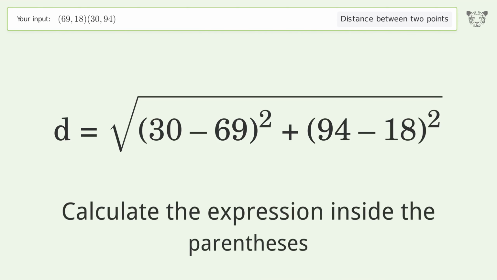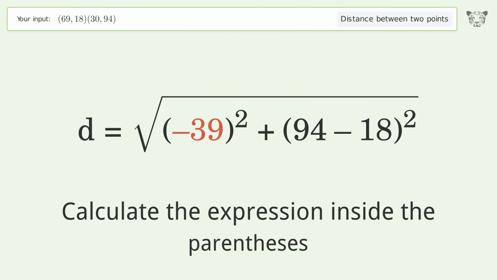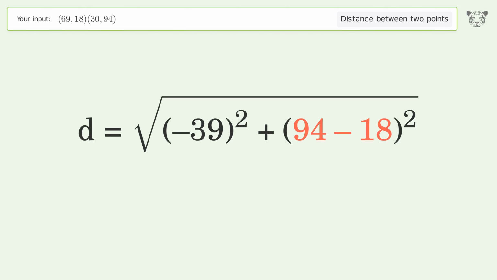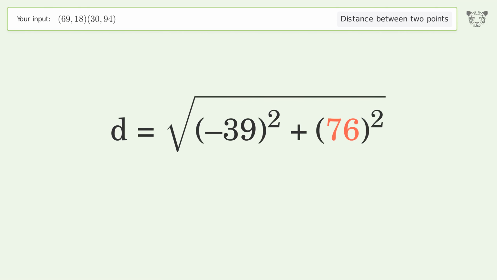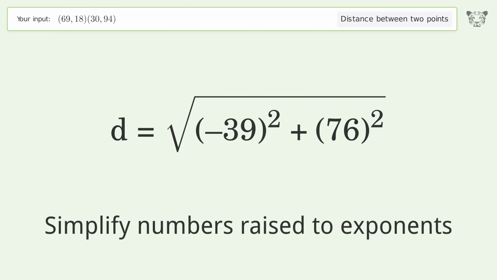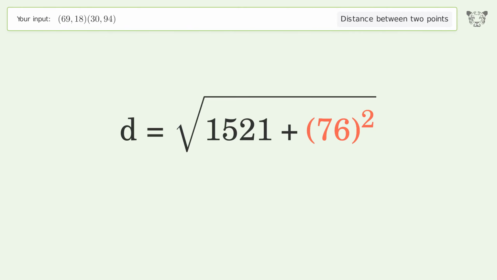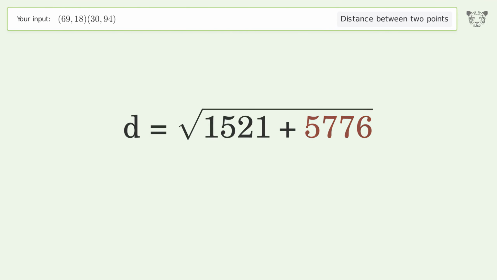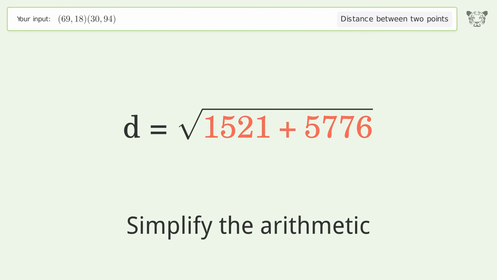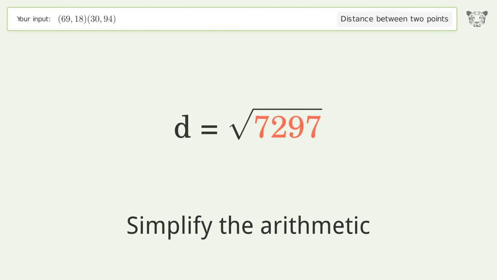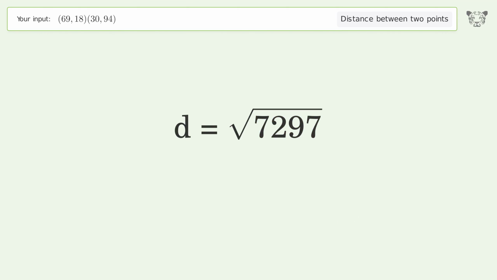Calculate the expression inside the parentheses. Simplify numbers raised to exponents. Simplify the arithmetic. And so the distance between the 2 points is the square root of 7,297, or 85.422.